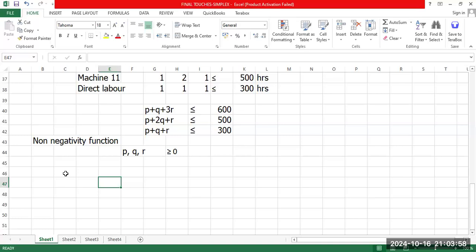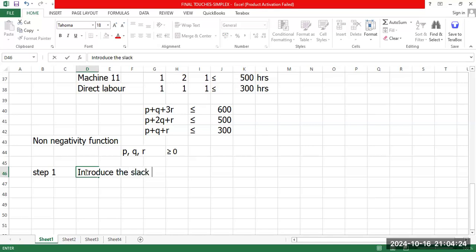Where are we? We are trying to formulate the initial tableau. And as we formulate the initial tableau, the first step is step one. Step one, we are going to introduce the slack variables. Why are you introducing the slack variables? You're introducing these slack variables to remove inequality. That is the reason.